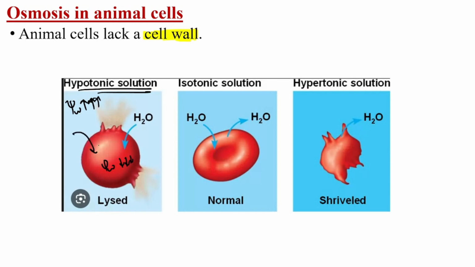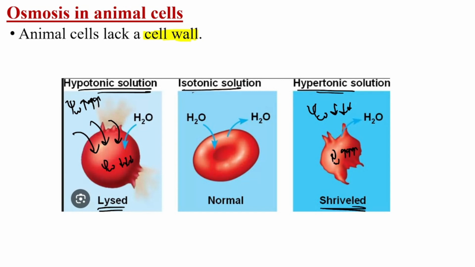So what happens? Water starts moving inside. As water starts moving inside, the cell swells and it breaks because there is no rigid cell wall to provide that pressure. So what happens? The cell simply gets lysed. Now let us consider a case where I am putting a cell in hypertonic solution. That means water potential is less in the beaker and high in the cell. So water starts moving from a region of higher water potential to a region of lower water potential. That means it starts moving from the cell to outside. It results in shrinking. Shrinkage occurs.